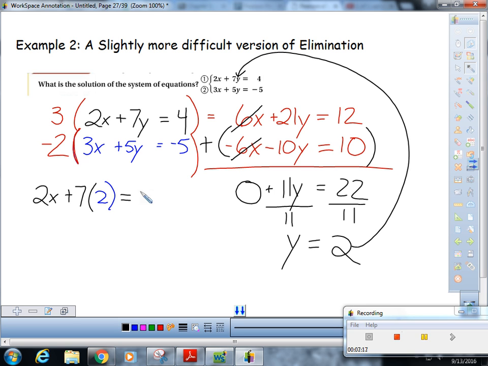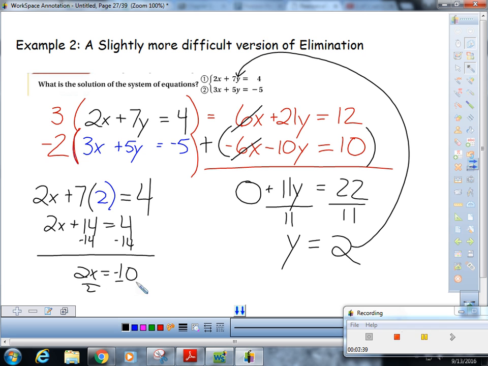equals 4. And now I've got my one equation with one variable, okay? Which is what I got when I used the elimination method too. I get 2x plus 14 equals 4. Subtract 14 from both sides. 2x is negative 10. Divide each side by 2. And you get x is negative 5. So the solution to the problem is negative 5, 2.